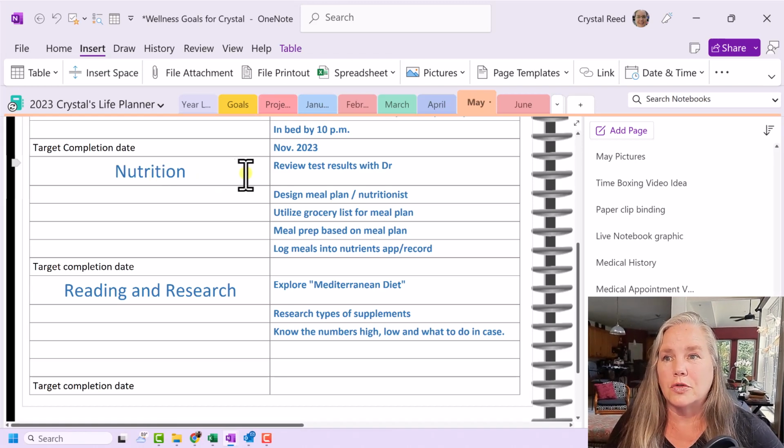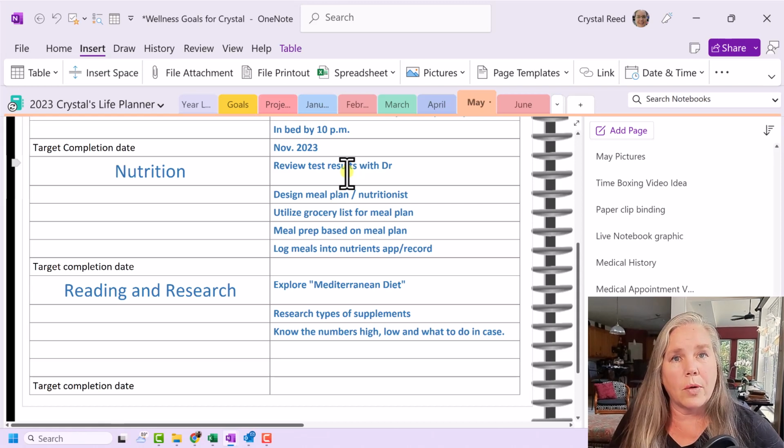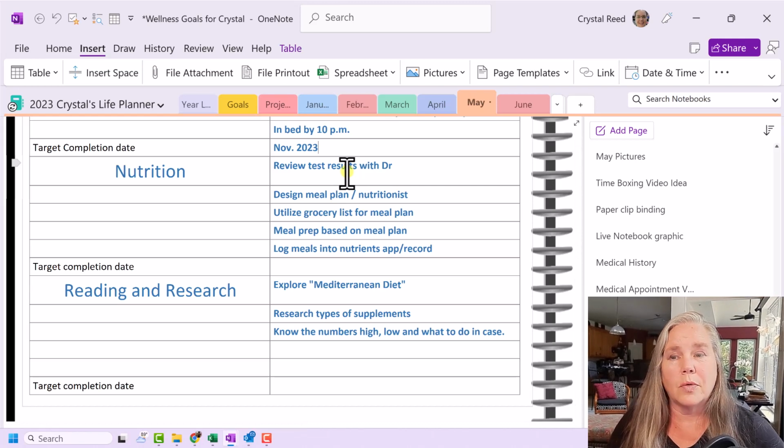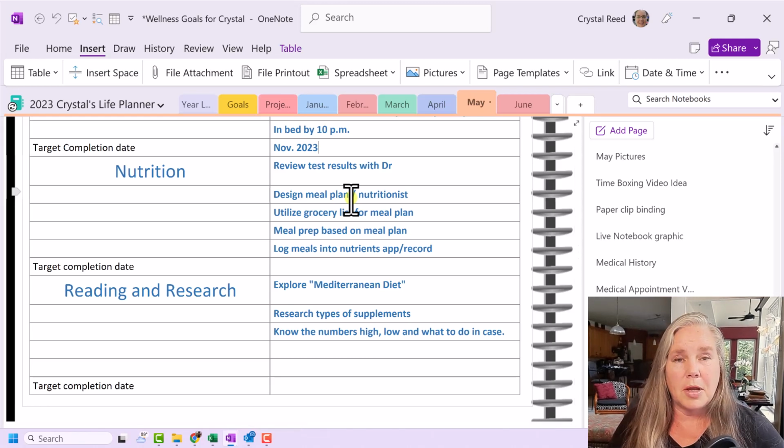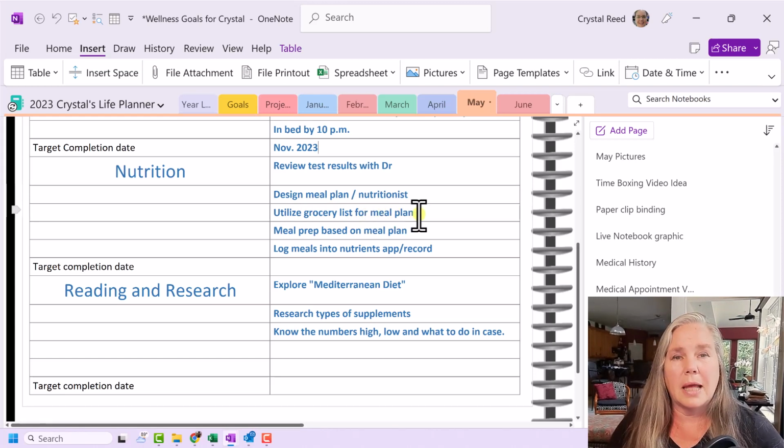So when you take a look at nutrition, I want to review my test results with my doctor. So what were my last results? And is that good? Is that not good? How am I doing? So review it with the doctor to make sure I'm on track. Then I need to design a meal plan and perhaps even talk to a nutritionist about a meal plan for diabetics. Okay. Then I want to utilize my grocery list that I keep with my meal plan, so that as I am meal planning, I can write my grocery list down right there, and I have that information with me.